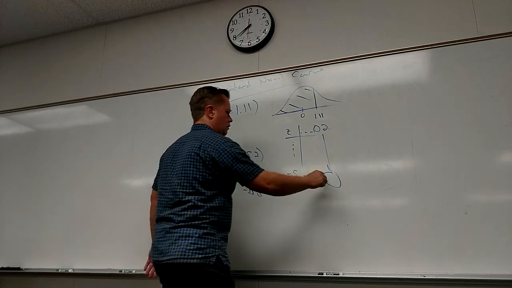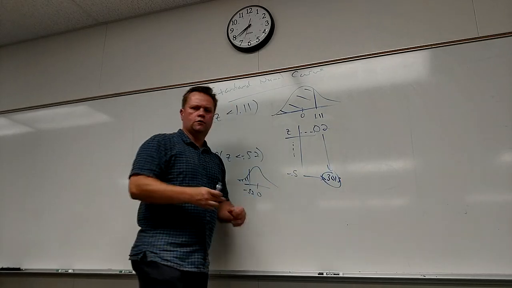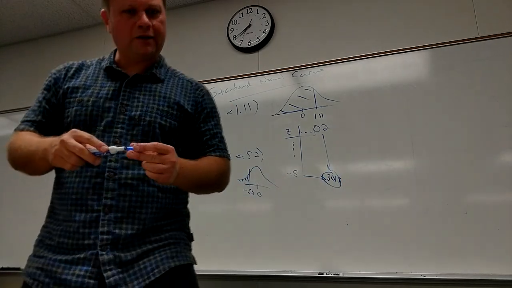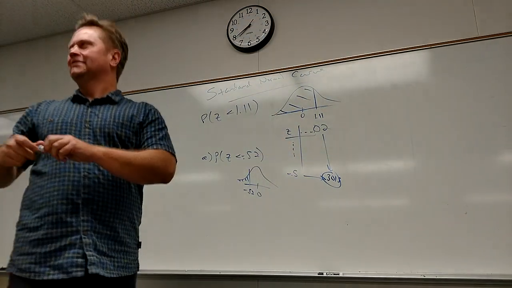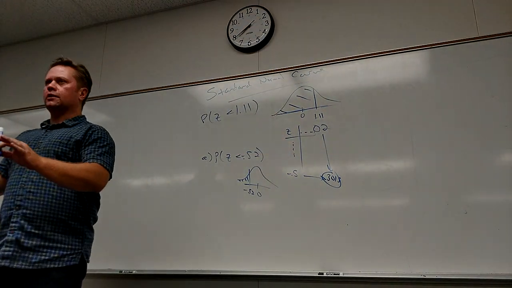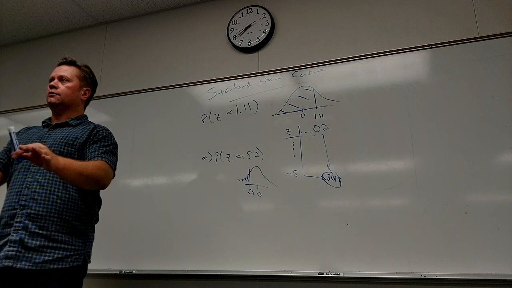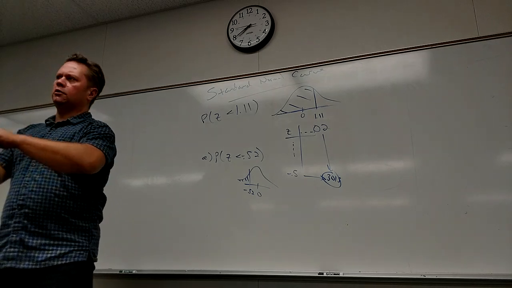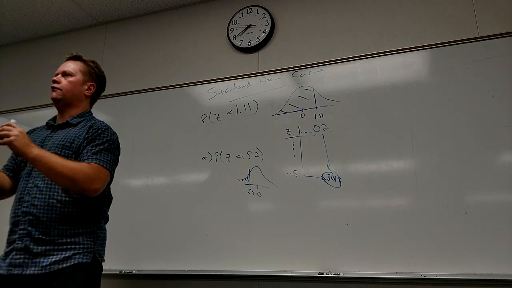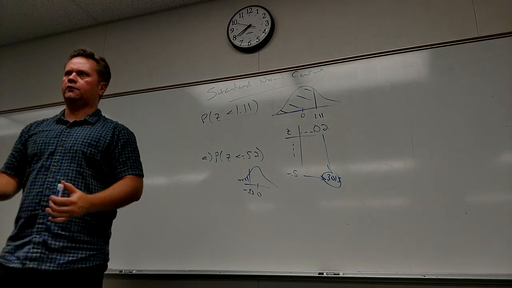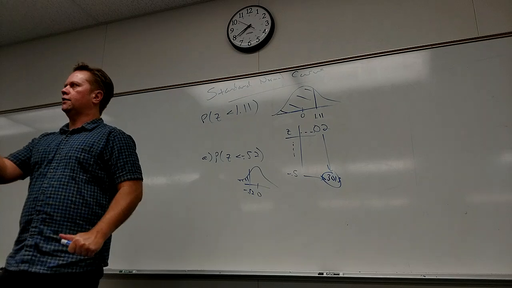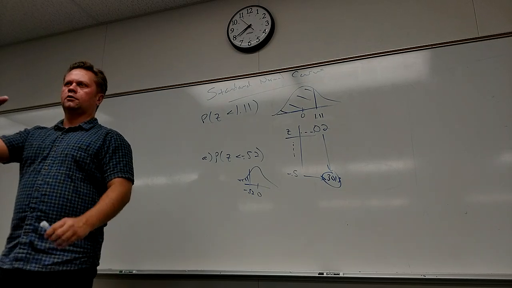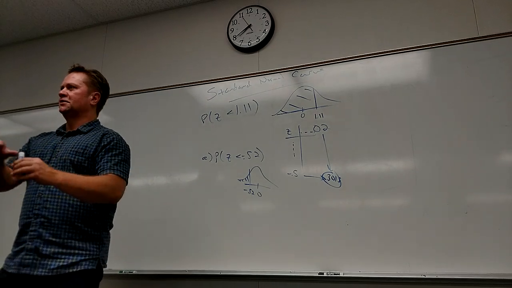0.3015. Yeah, that's what I got. Can you find that? If you cannot find that, call me over. Don't worry if somebody else thinks you're dumb. Who cares what other people think? If you can't find that now, you want to be able to find it for the test. Is everybody able to find that number? Okay.